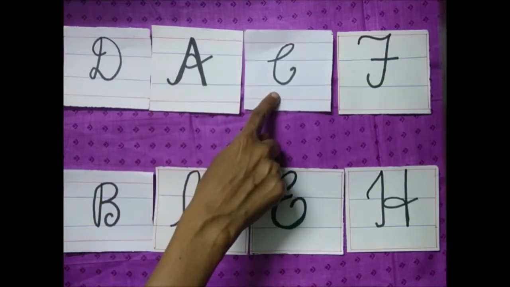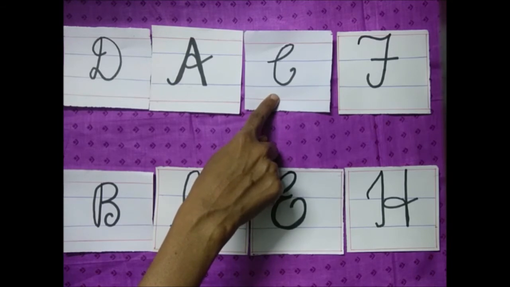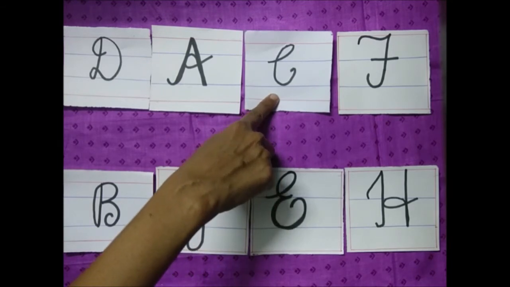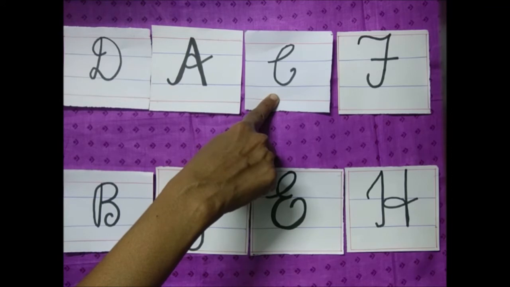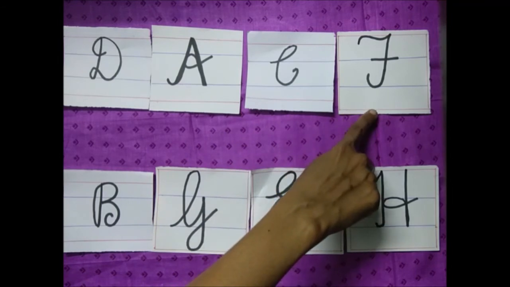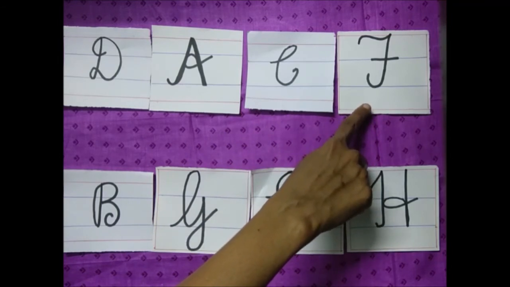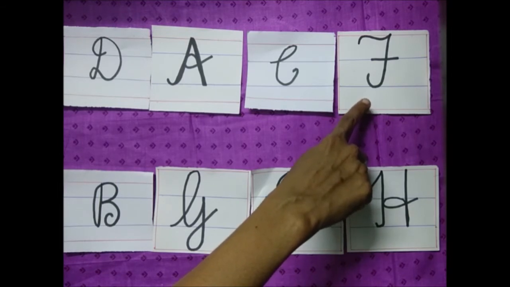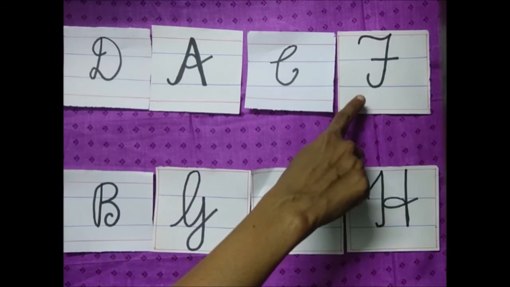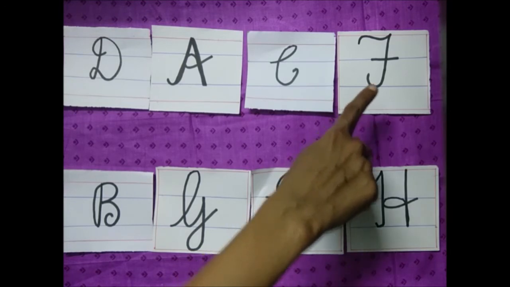Next, what letter is this? C. This is capital letter C. C sounds kuh. C sounds kuh. Next, what letter is this? F. This is capital letter F. F sounds fuh. F sounds fuh.